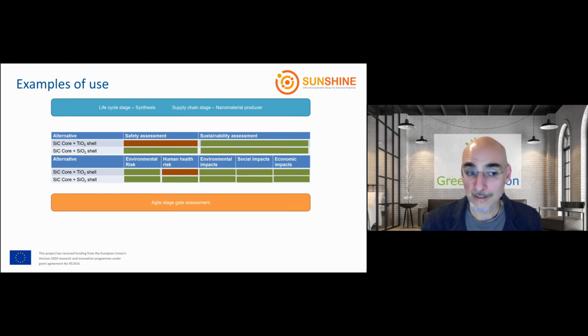Matrices where you can see, for each alternative production of your product, what the status is according to safety and sustainability, and then you can go deeper and subdivide into smaller pieces and go on like that until you understand why you are in a risky situation, for example. Then all of this information, alongside other information supplied by the user in a questionnaire type, goes to this agile stage gate assessment module that can help in deciding whether to move, and which alternative shall move to the next stage.